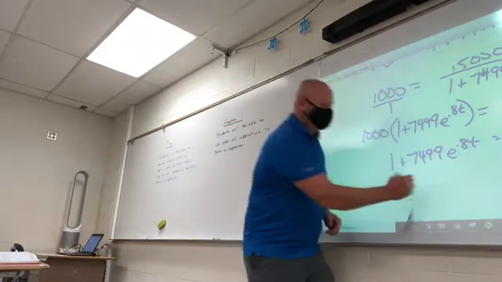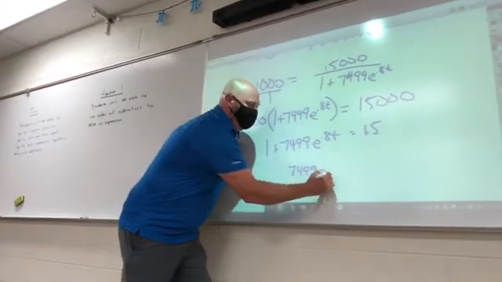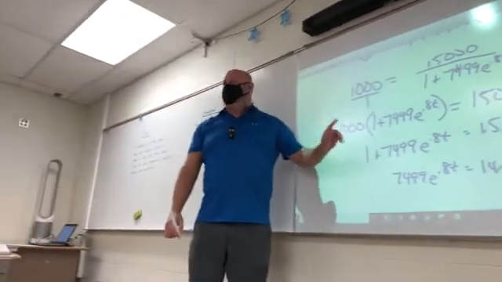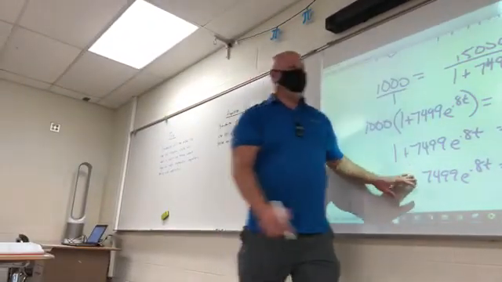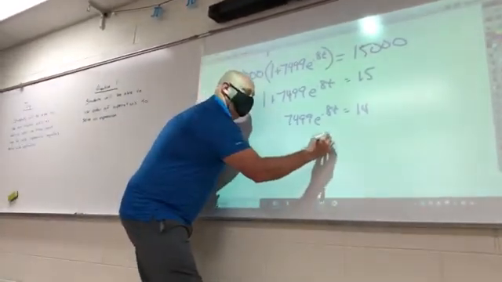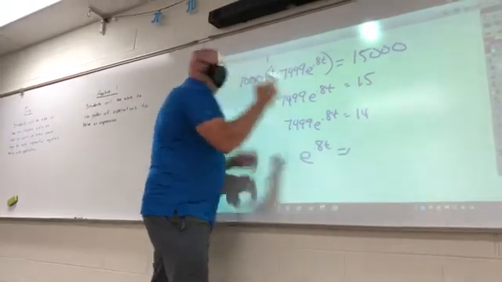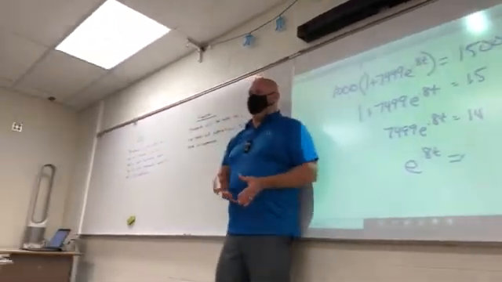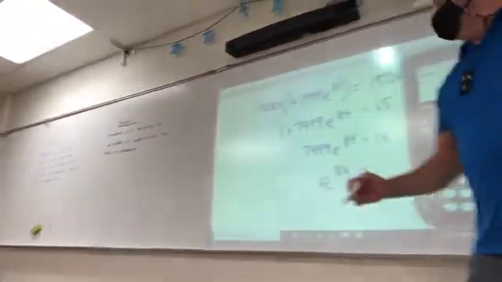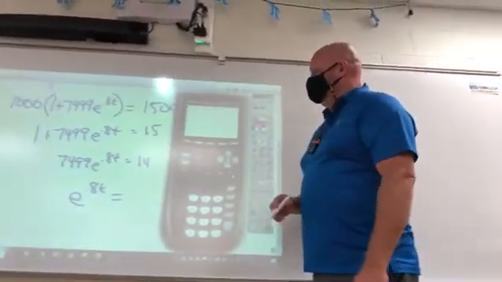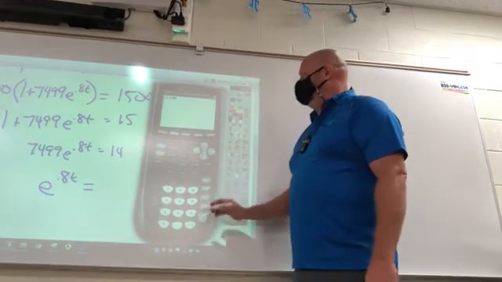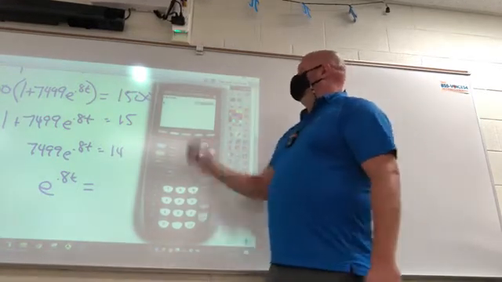Minus the 1, so I get to 7499 e to the 0.8t is equal to 14. Can I switch forms yet? No, I've got to get it to the point where it's the number e to the 0.8t is equal to some number. So how do I do that? You divide. So now I'd grab a calculator and just divide 14 by that 7499, and I get to here.